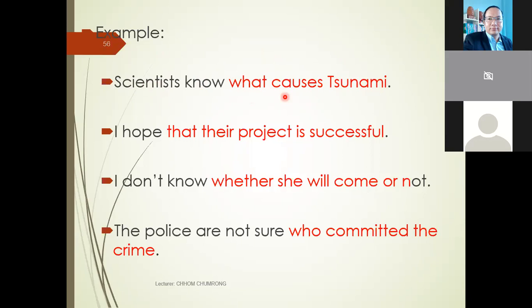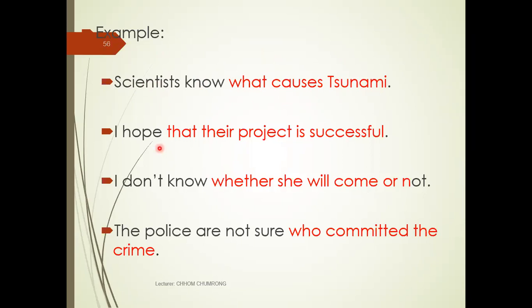Okay. So let's see one more example here: I hope that their project is successful. If you look, you just say subject, verb, and object, right? That's all. But no, this one is DC. Why? Because that here is a subordinating conjunction, right? So that their project is successful is called a dependent clause, and it has one more function, the object of the word hope. So the whole sentence we call IC. IC plus DC we call complex sentence.